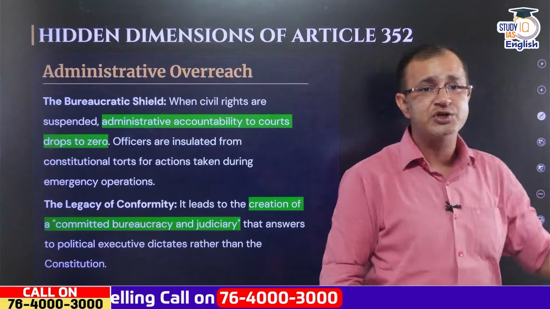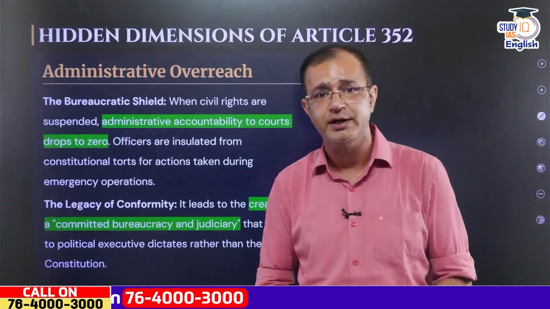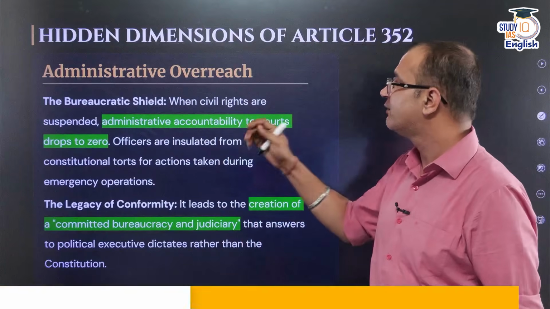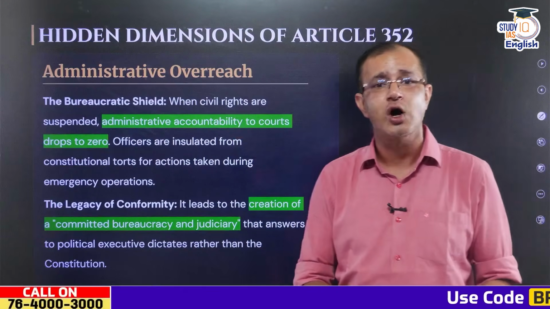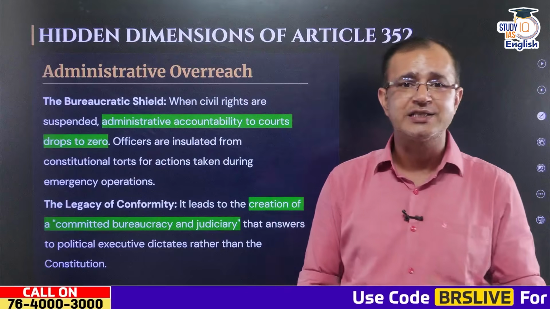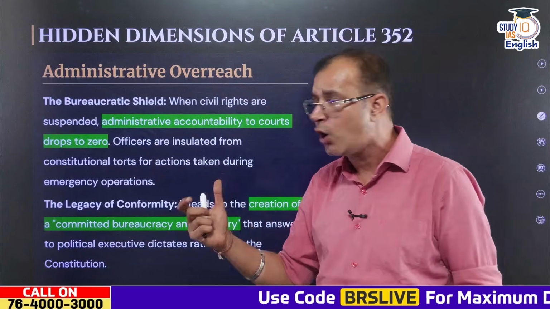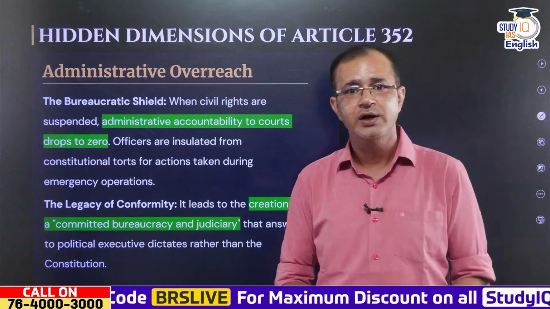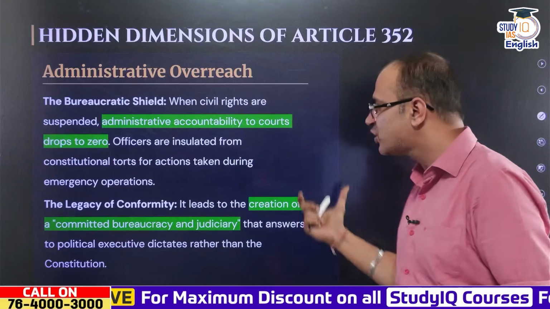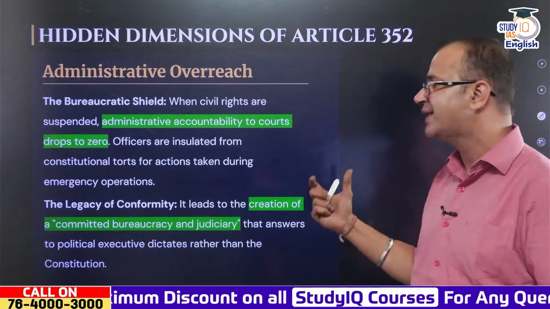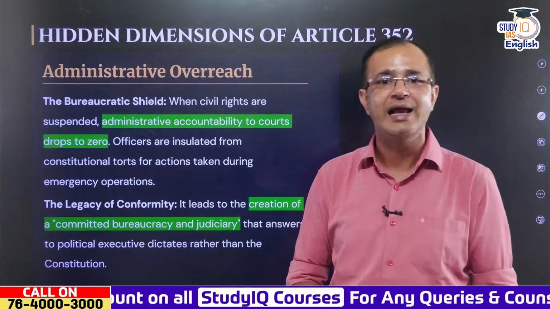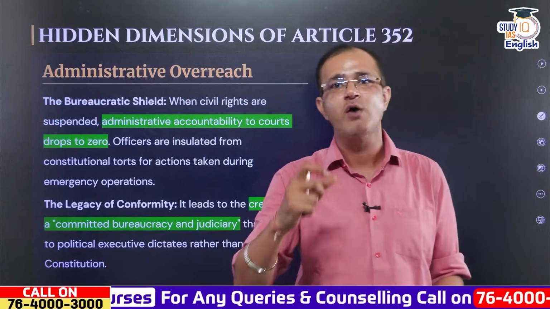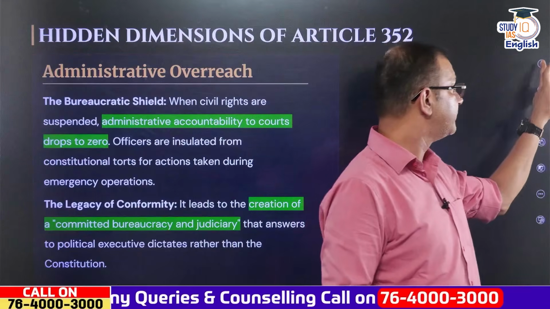Now, there is another dimension as well, that is administrative overreach. Because what happens is, when civil rights are suspended, the administrative accountability to courts also drops to zero. The officers are basically insulated from constitutional torts for actions which had been taken during the emergency operation. And it leads to the creation of a committed bureaucracy and judiciary that actually answers to the political executive, which dictates, rather than the Constitution for which they must be accountable.